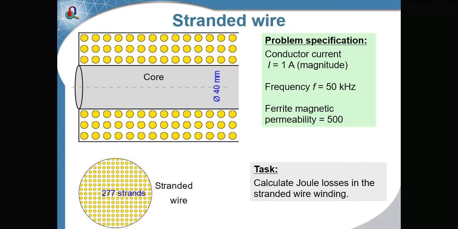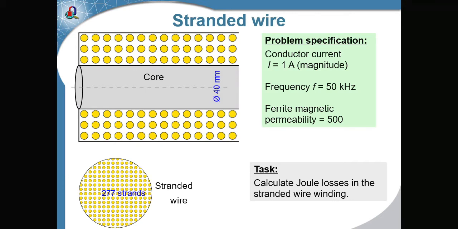The assumption I make is that transposition is full and the total current in each conductor is the same. There is no need to distinguish separate strands. We can assign the same label and specify total current value in the strand.